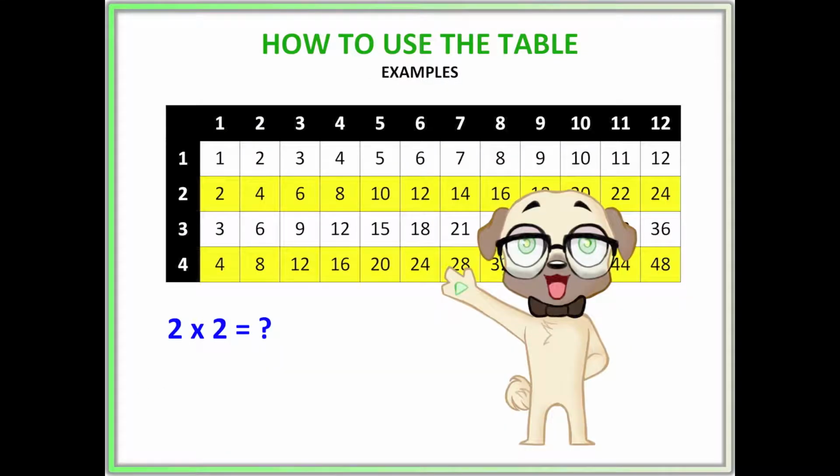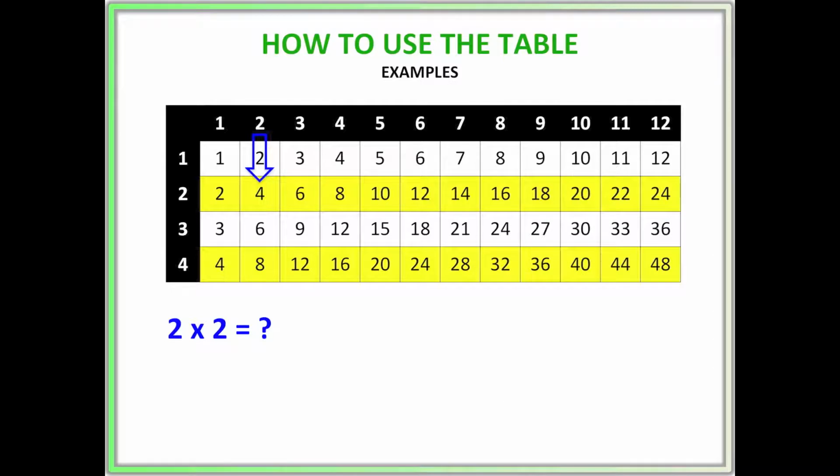How do you find the answer to 2 times 2? Remember, you can start with the top row or the first column. Let's start with the top row. Find the first factor, which is 2, and then follow the column down until you find where the second factor, which is also a 2, is in the first column. Where they meet shows 4. So the product of 2 times 2 is 4. Notice the answer is still 4 when you start with the first column instead.